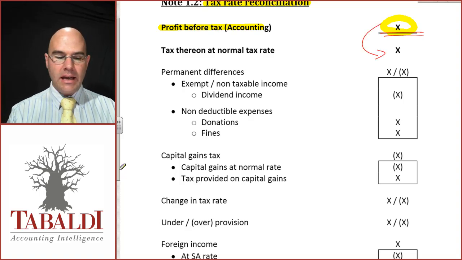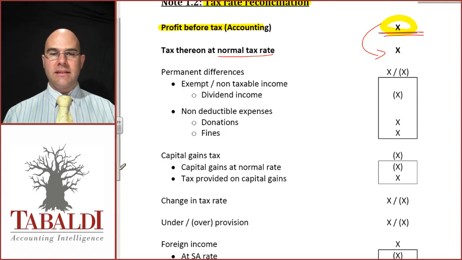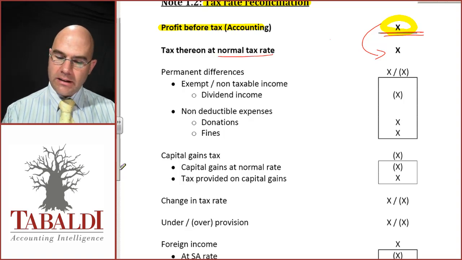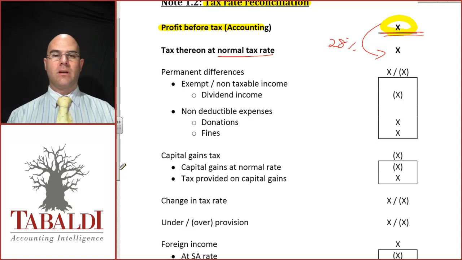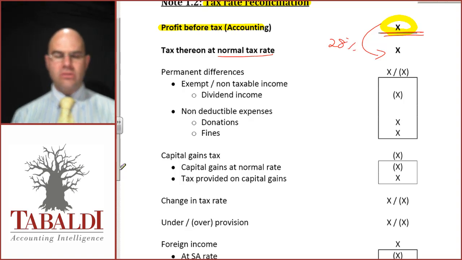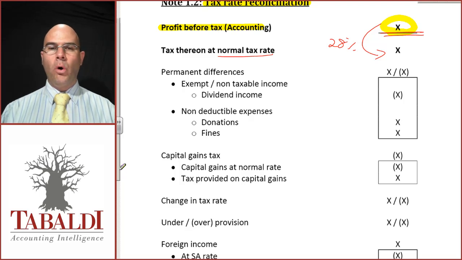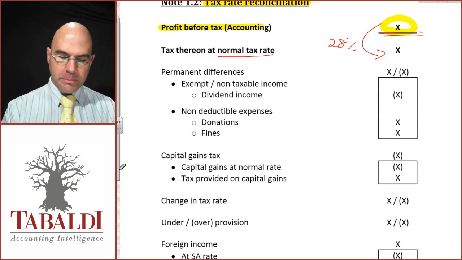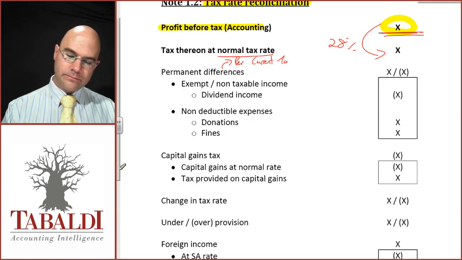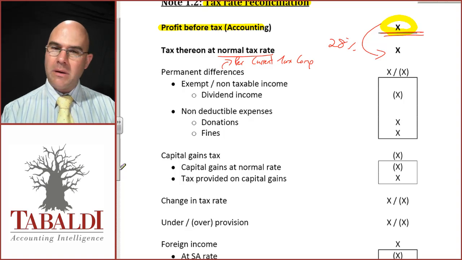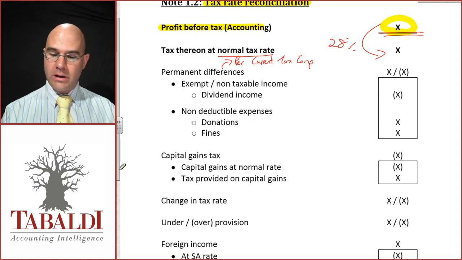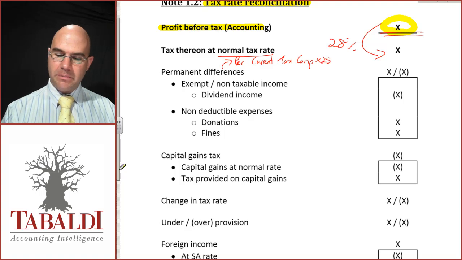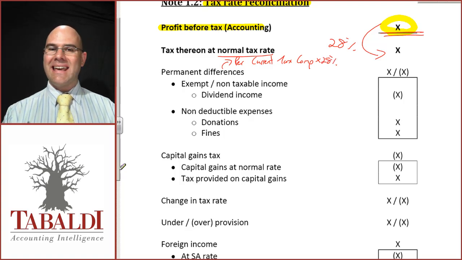You will then take that and work out the tax thereon at the normal tax rate. Let's assume that that is 28%. Then I need you to reverse out the effects of all permanent differences. The best place to pick this up is from your current tax comp, where you've reversed these items out as you would in your tax return. But remember, those items are all going to be before multiplying by tax, so times it by the tax rate, because here I'm dealing with tax expense.